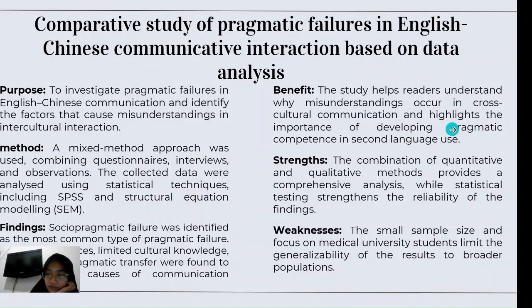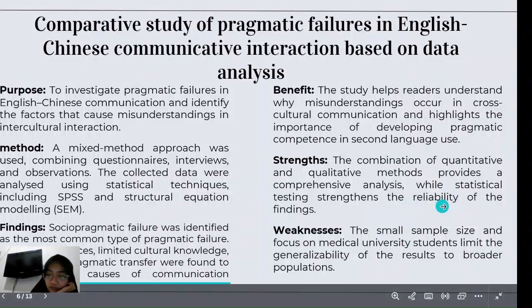As for the strengths, the combination of quantitative and qualitative methods provides a comprehensive analysis, while statistical testing strengthens the reliability of the findings. And the weaknesses: it has a limited sample size for the research, as it focuses on medical university students.